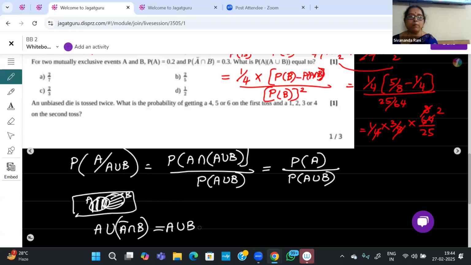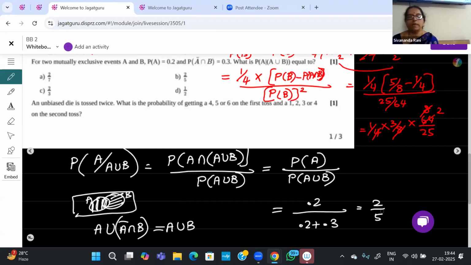So what will be the probability of A union B? It will be the sum of these probabilities. So he has given it to you on a platter, actually. P of A is 0.2, and P of A union B is the sum of these two. So 0.2 plus 0.3. That's why you need to learn Venn diagrams properly. You need to be aware of the basics of Venn diagrams.